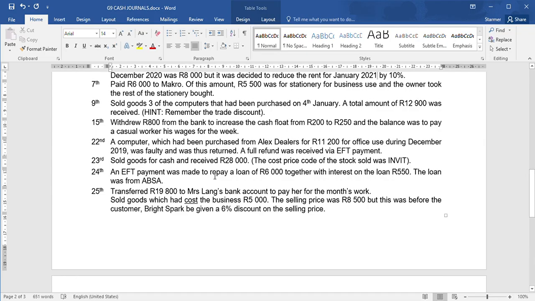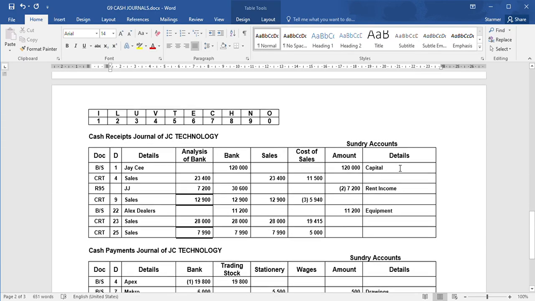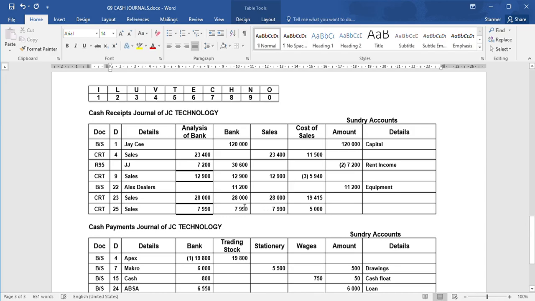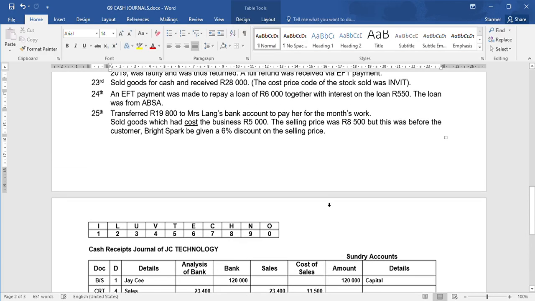Right, then sold goods for cash and received 28,000, and the cost of the stock sold, the code was INVIT. So the amount we sold for was 28,000, went into analysis and we banked it. To calculate this cost of sales, you need to use the code INVIT. So I is 1, N here is 9, so far 1, 9, V is 4, I is 1, and T is 5. So the cost price of that stock purchased is 19,415. I think that's quite straightforward.